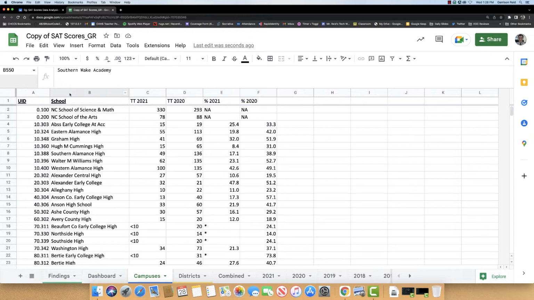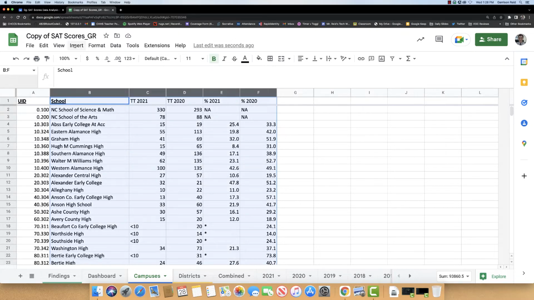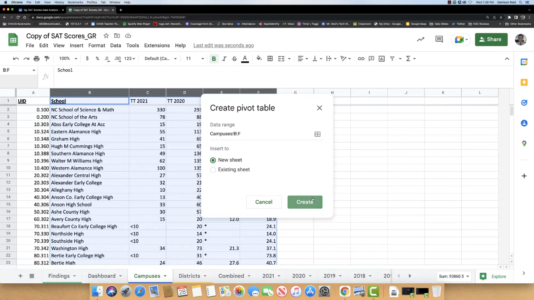So what we're going to do is grab our data and make a new pivot table. Insert pivot table.